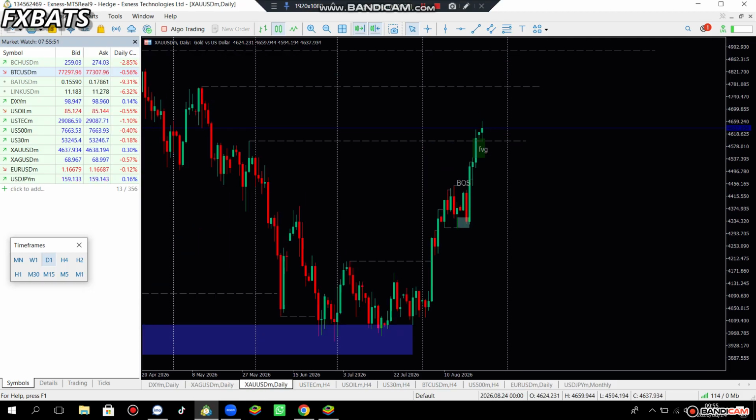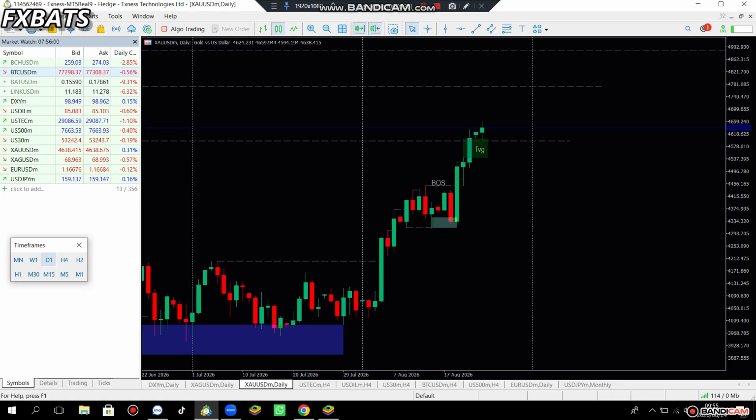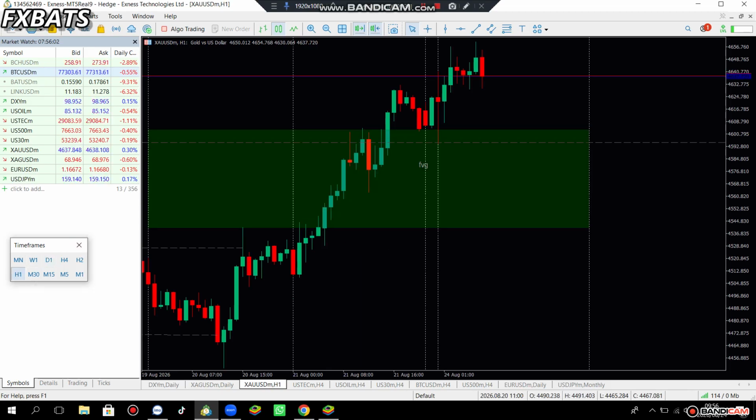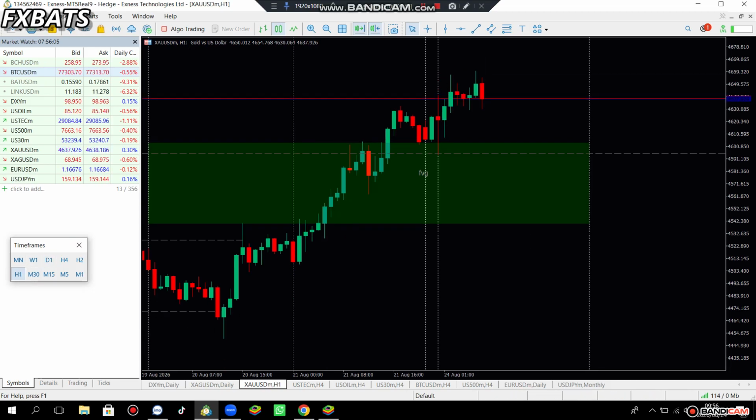So gold has already tapped my context area, but if I go to 1 hour, I would need to look for further confirmations, because for me, I don't enter anything without the presence of a fair value gap. You can see this is a low liquidity leg, so I'm still expecting this low to be swept first, to be taken out. Since this is a low probability leg, we don't have any fair value gap in here.